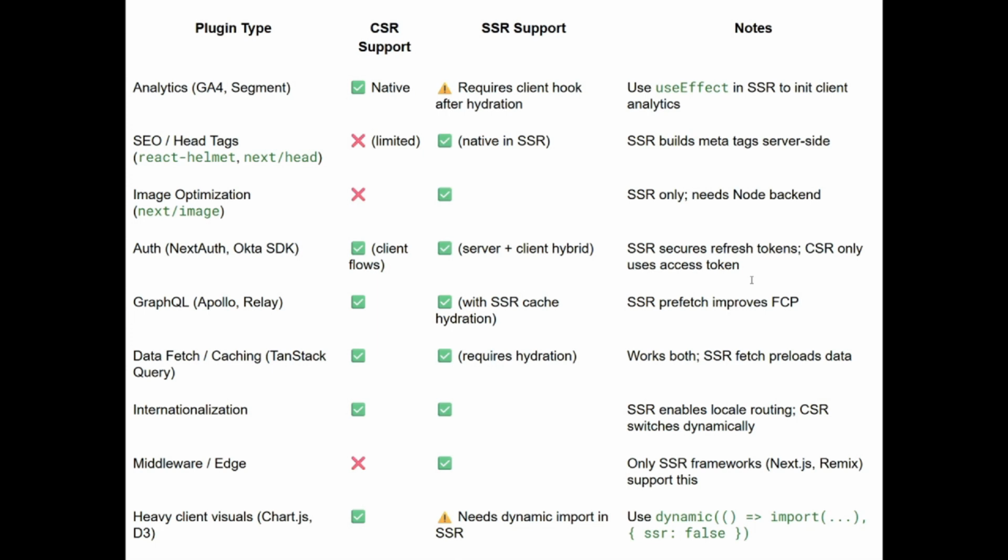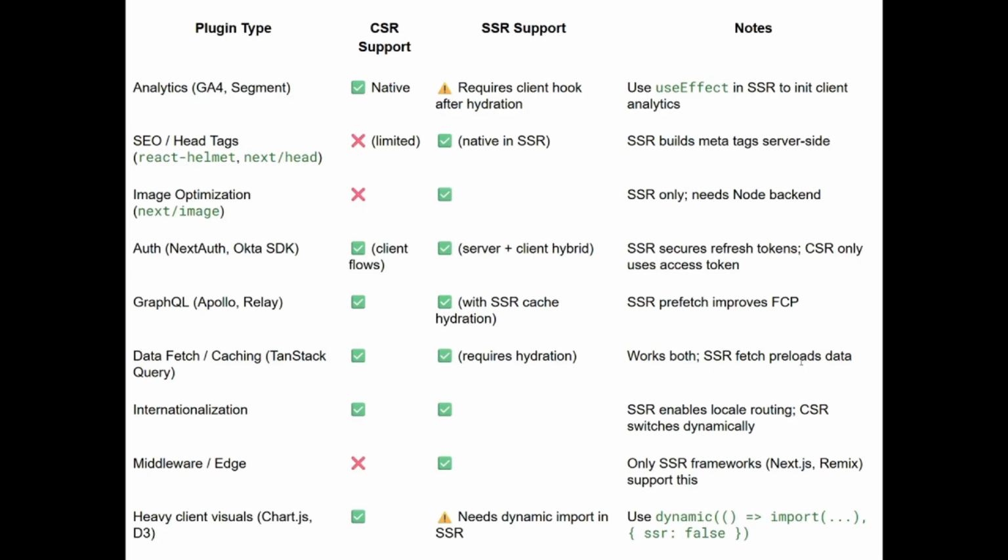Analytics, like Google Analytics or Segment. CSR handles them easily, plug it in, and you are done. But in SSR, you need to initialize them after hydration using useEffect. Next, SEO and head tags, a big SSR win. With tools like Next/head, your metadata and titles are rendered server side, so Google bots can actually see them. Client-side rendering tries its best, but React-Helmet can only do so much after the page loads.